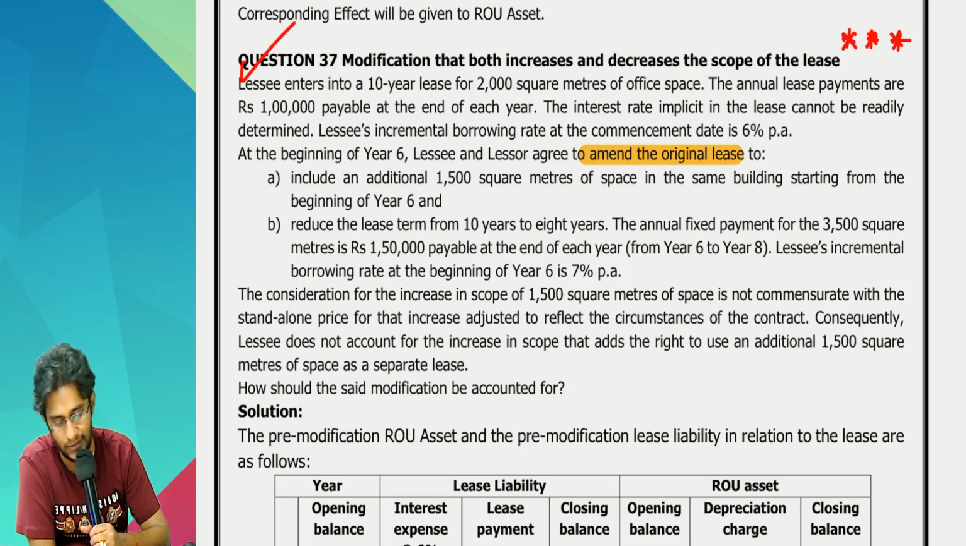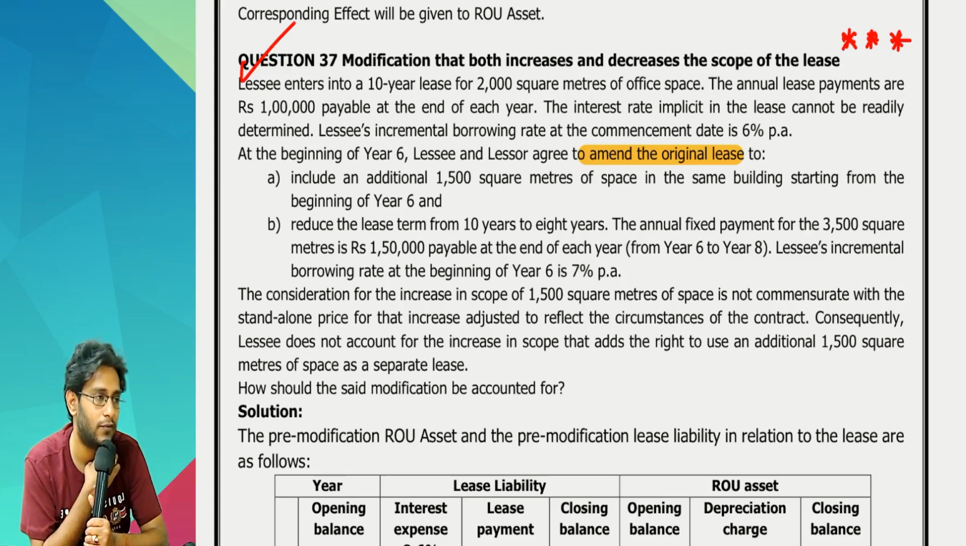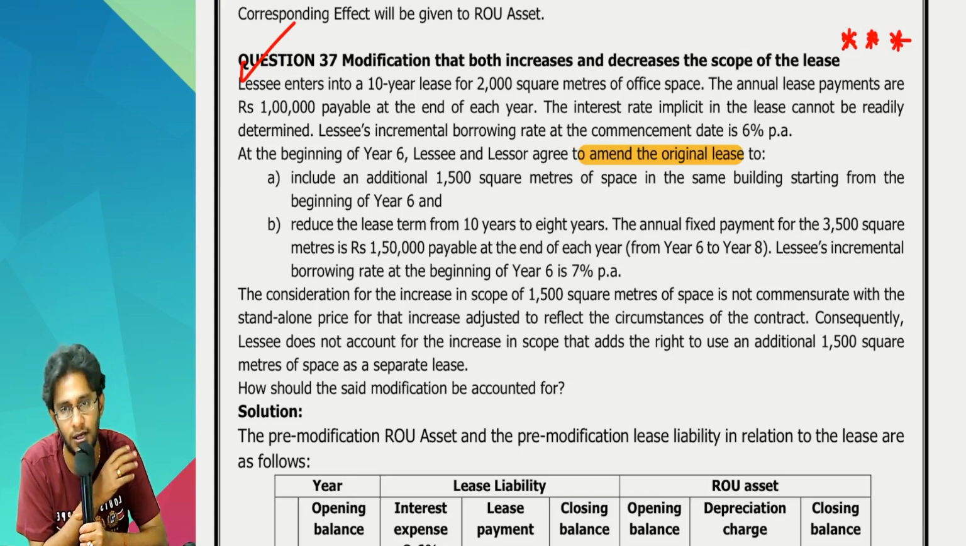Lessee's incremental borrowing rate at the beginning of year 6 is 7% per annum. And the ultimate news: he tells us that the consideration for the increase in scope of 1500 square meters of space is not commensurate with the standalone price for that increase adjusted to reflect the circumstances of the contract. Increase in scope yes, but the second condition fails. What is the second condition? The rent the lessor is charging the lessee is not on market terms.